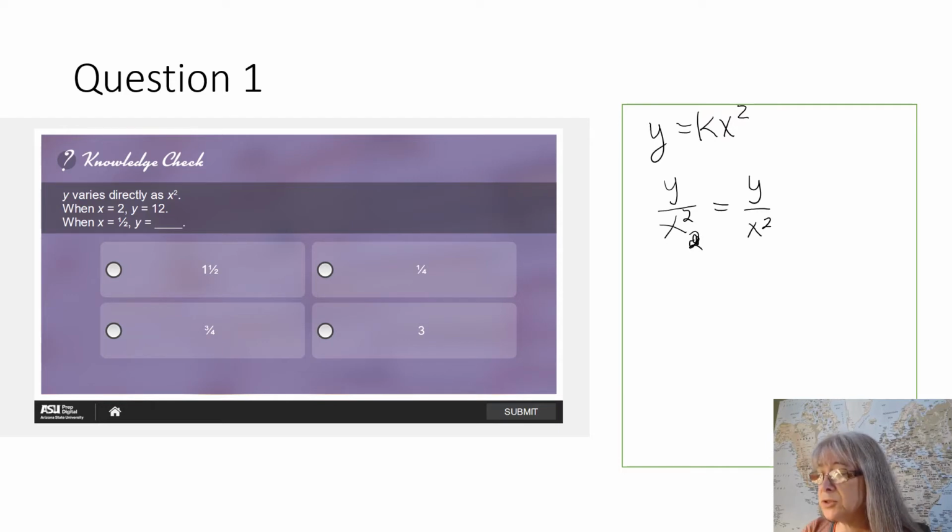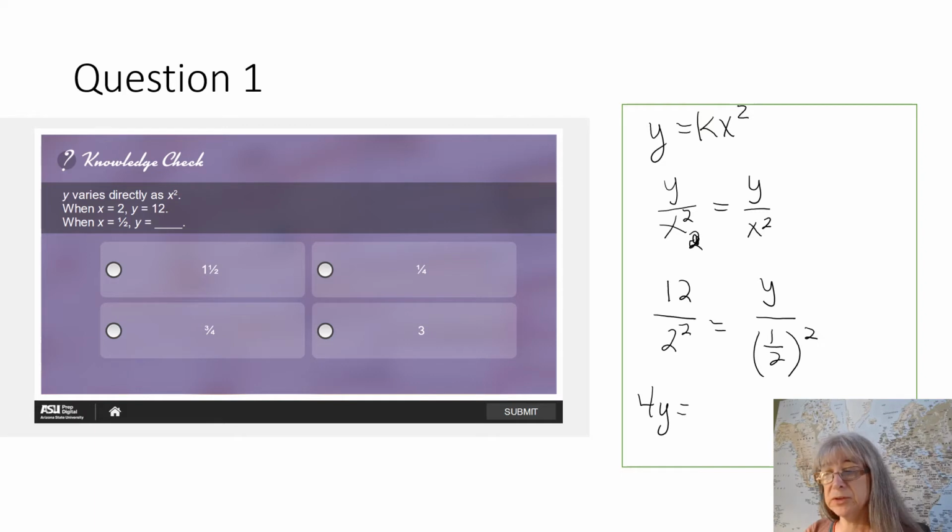So when x is 2, so I would have 2 squared, y is equal to 12. And when they give you x is 1/2, so I would have 1/2 squared, what is y equal to? So then I have a cross multiplication. So I would have 12 over 4, so I would have 4y equals 12 times 1/4, which is 3. So y would equal 3/4 in that scenario.